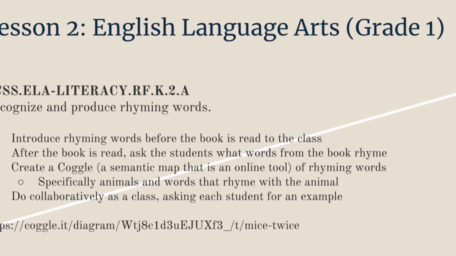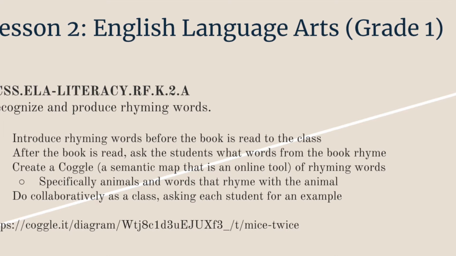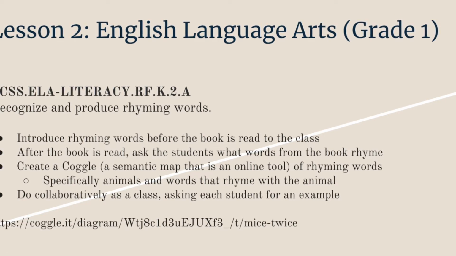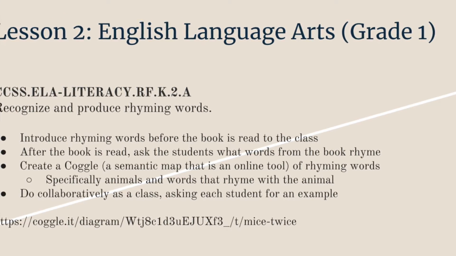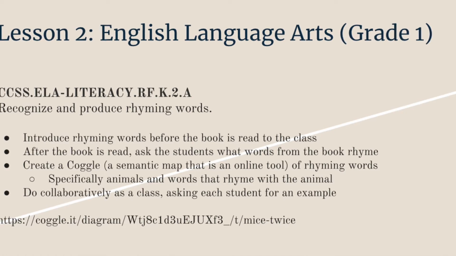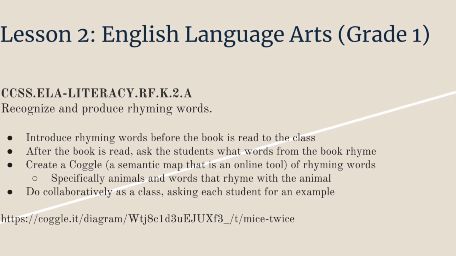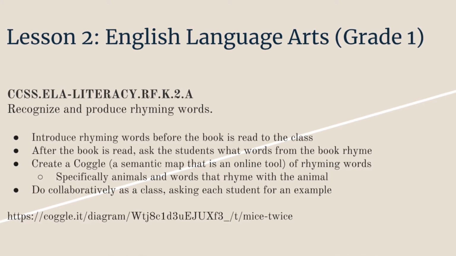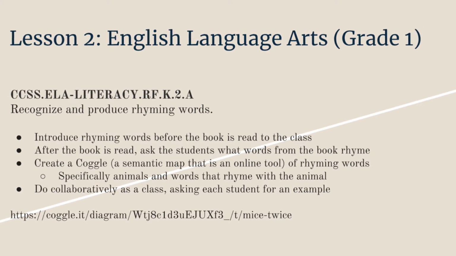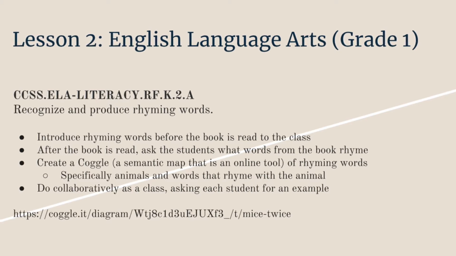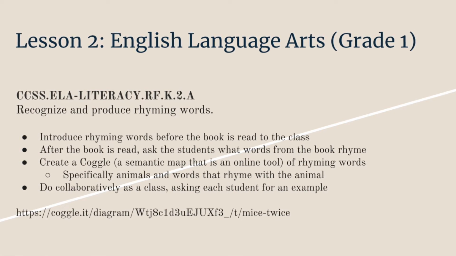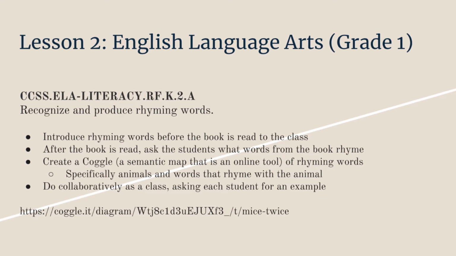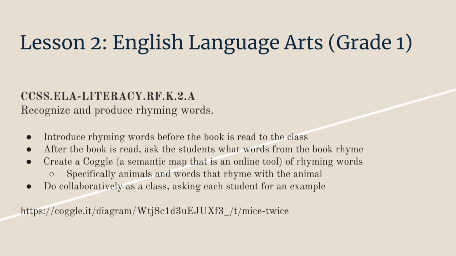For my second lesson, the first grade students would be learning about rhyming words, since the title clearly rhymes. Before the book is read, I would introduce the concept of rhyming words, and after the book is read, I would have my students tell me what rhymed from the book. Then, as a class, we would create a Coggle, which is a very useful online tool that helps create concept or semantic maps. I would have each student think of an animal and go around the room and have them all tell me a word that rhymes with it. Then I would type in what they say on the board while they write it down on their own sheets.